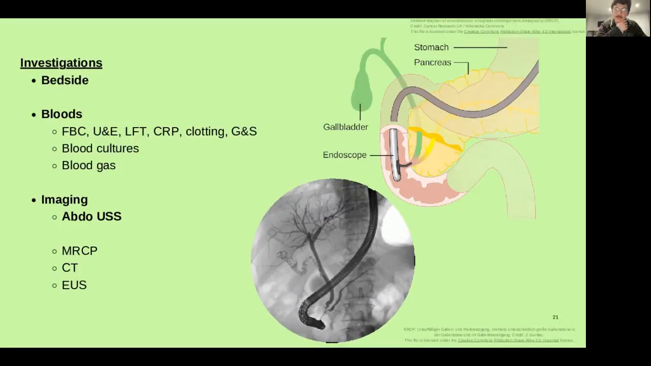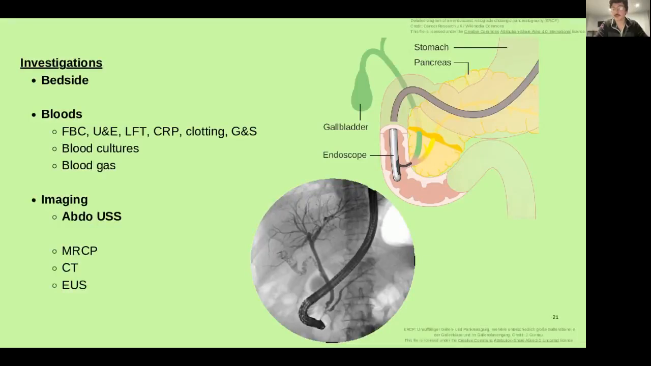So again, investigations, don't forget the bedside ones: ECG, pregnancy test, urinalysis, among others. Bloods, all the usual ones. You probably want to get a clotting and a group and save as well. Why? Because in cholangitis, one of the main interventions is ERCP, which is a slightly invasive procedure, so you're going to want to get a clotting screen before that as well. Perhaps a group and save, especially if they're anemic, to start off with.